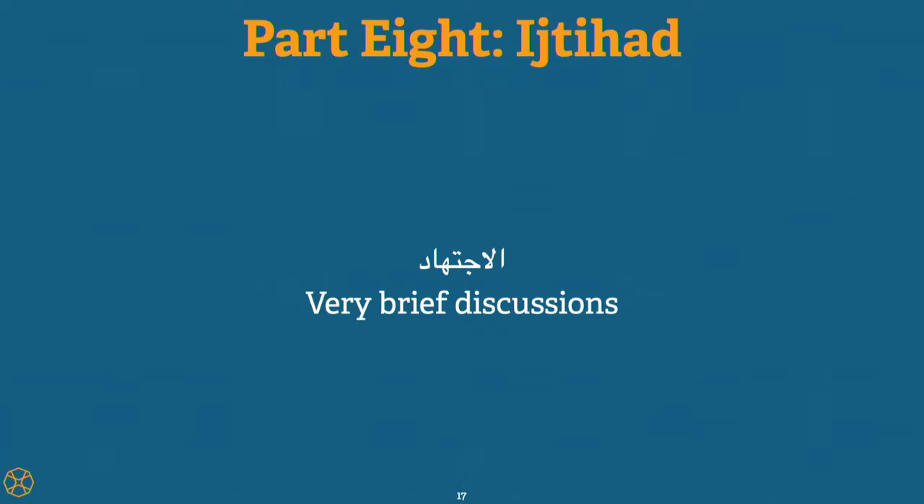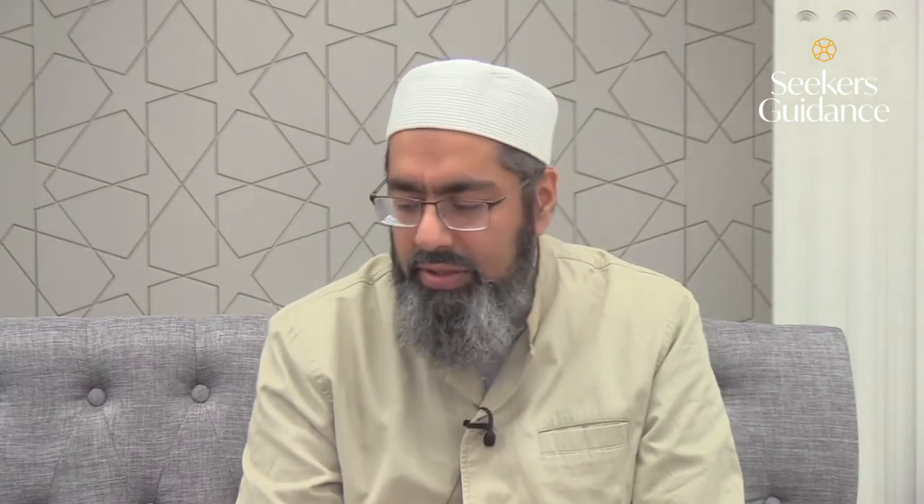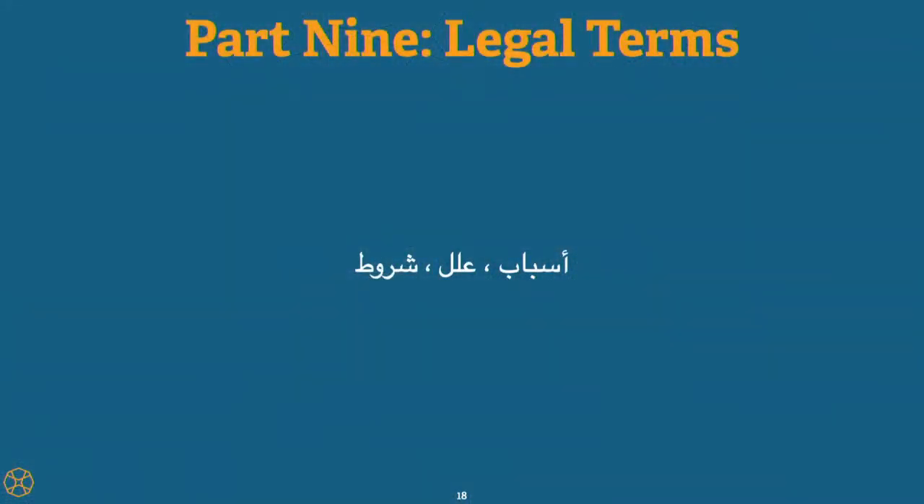Then to appreciate qiyas and ijtihad, etc., there are a number of legal terms that need to be understood. So he touches upon these legal terms. Amongst them, what is a sabab, a cause? What are asbab? What are ilal? What are the objective legal causes, or the effective legal causes, and the shurut, what are conditions?